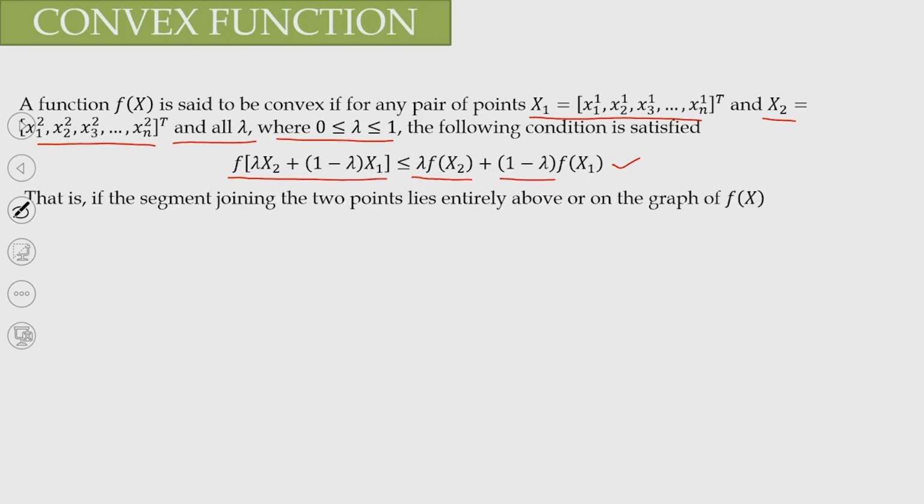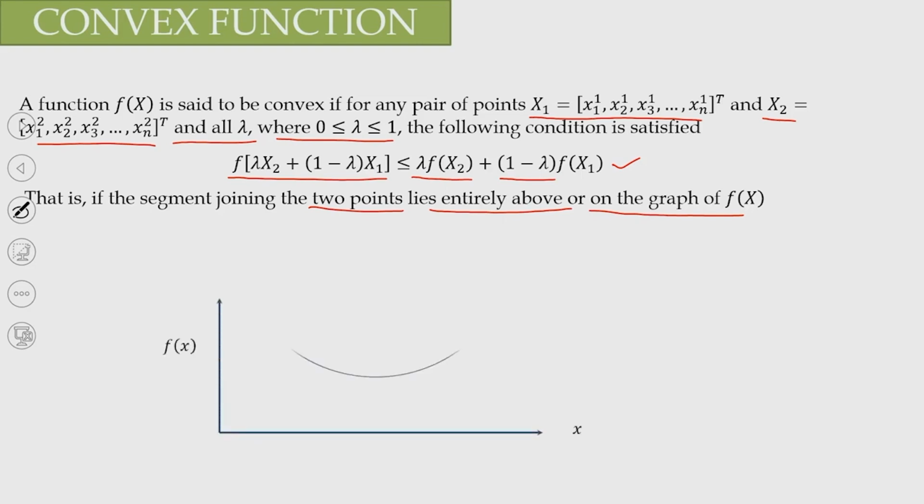That is, if the segment joining the 2 points lies entirely above or on the graph of f(x). So, the line segment you are drawing from x1 to x2 lies entirely above or on the graph of f(x). In that case we will say that this particular function f(x) is a convex function. Let me explain with this figure.